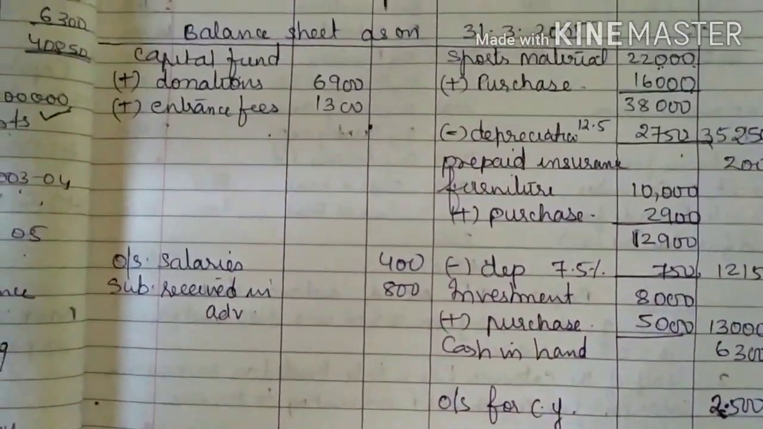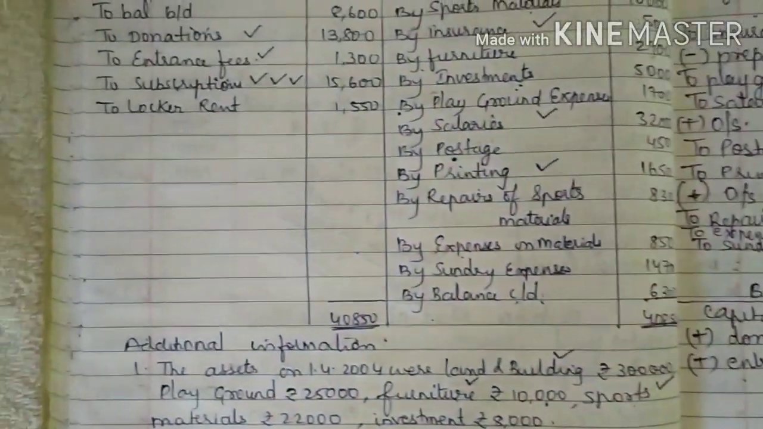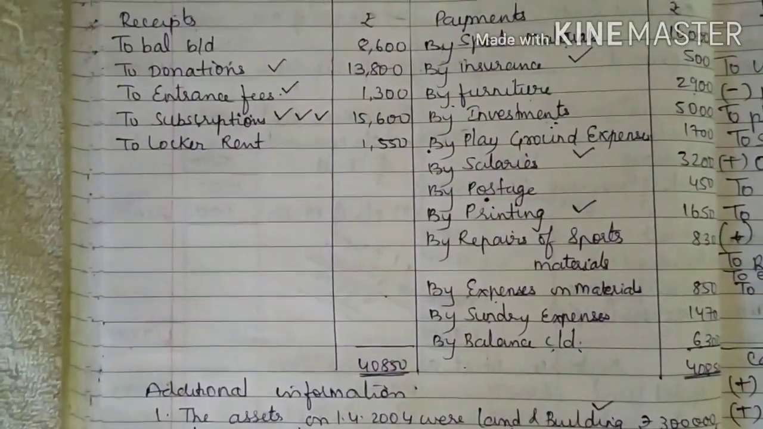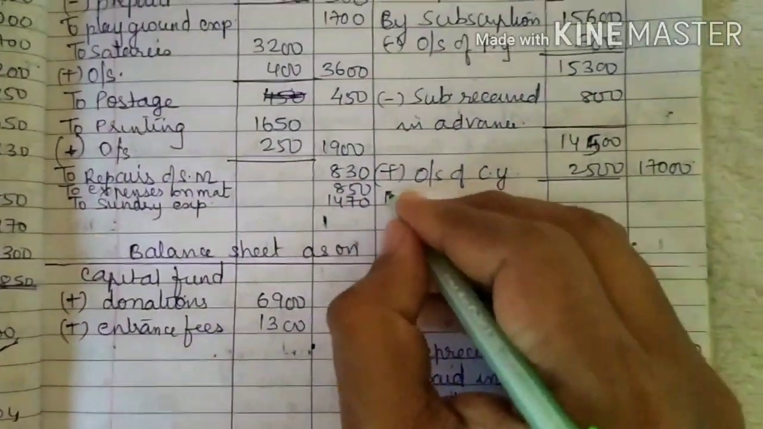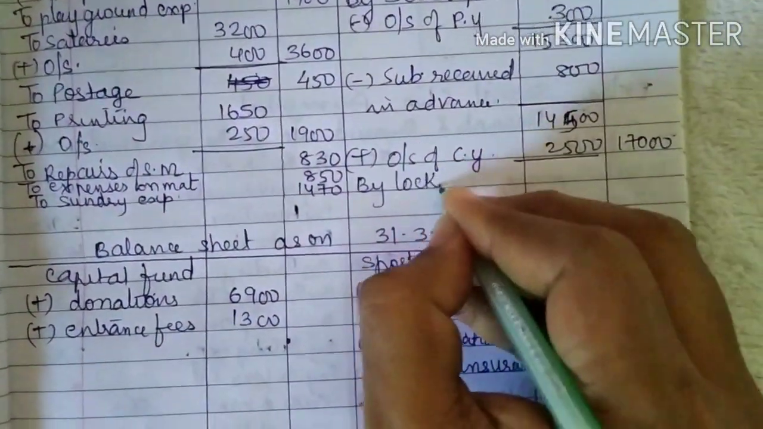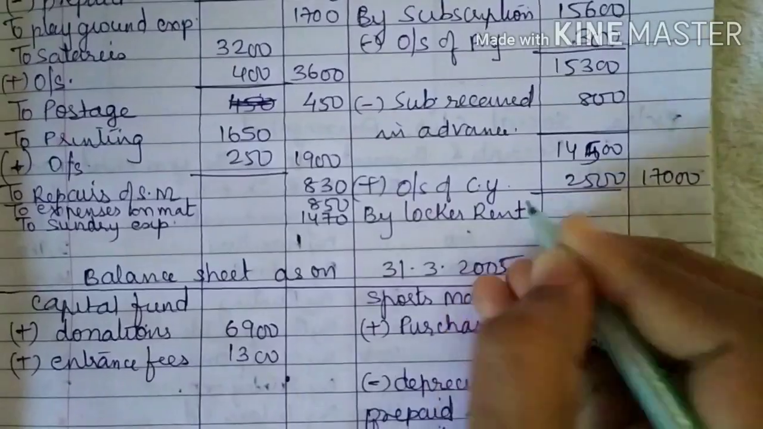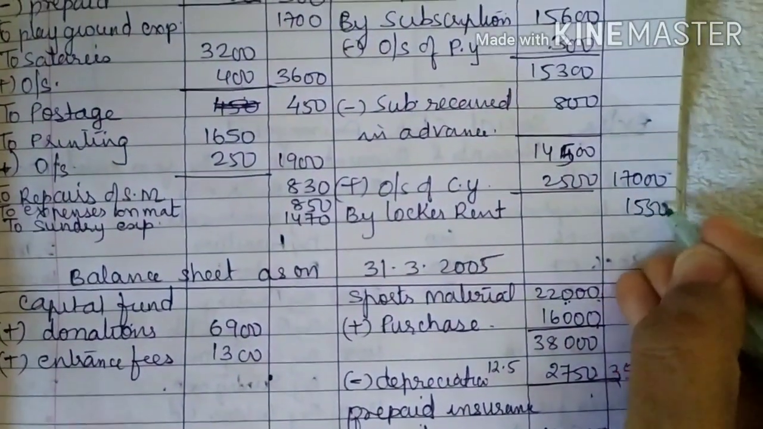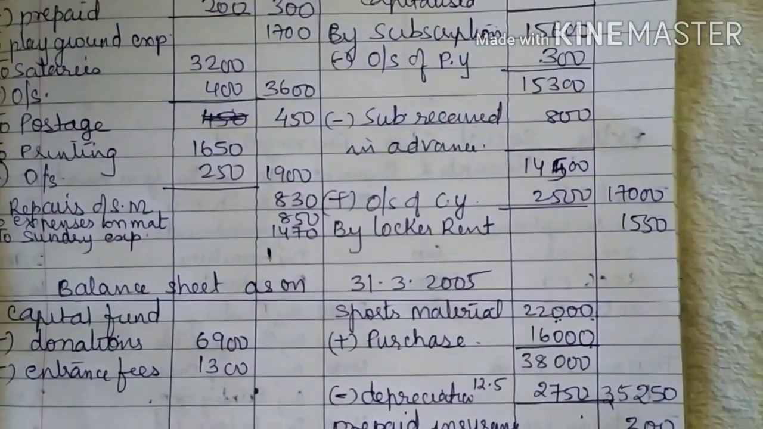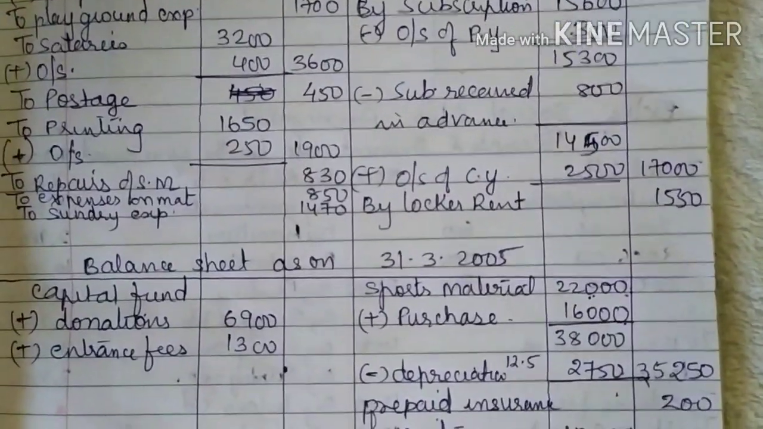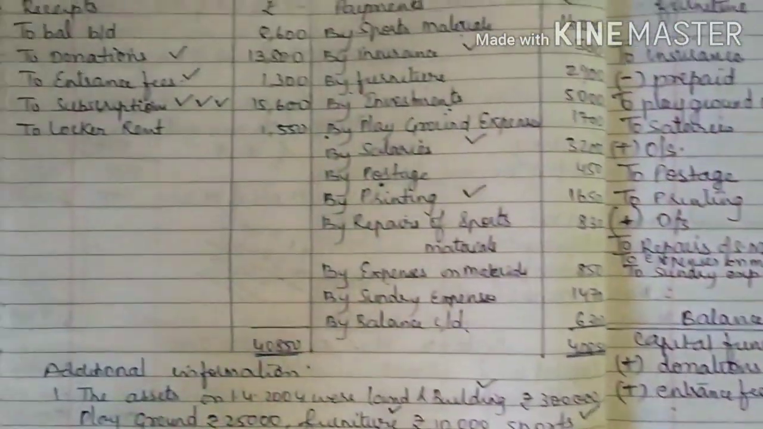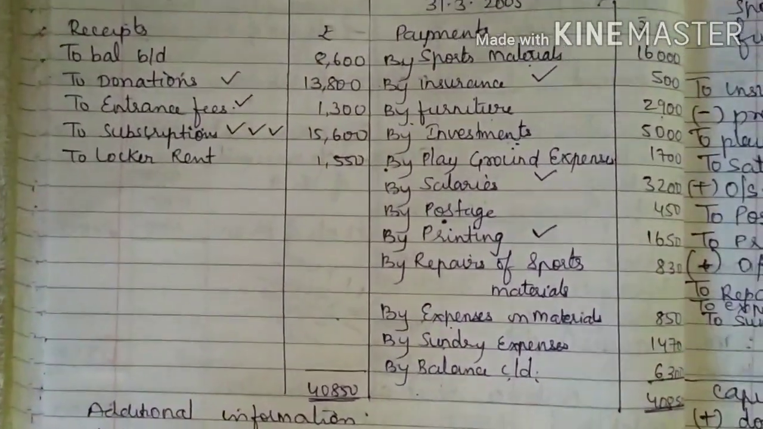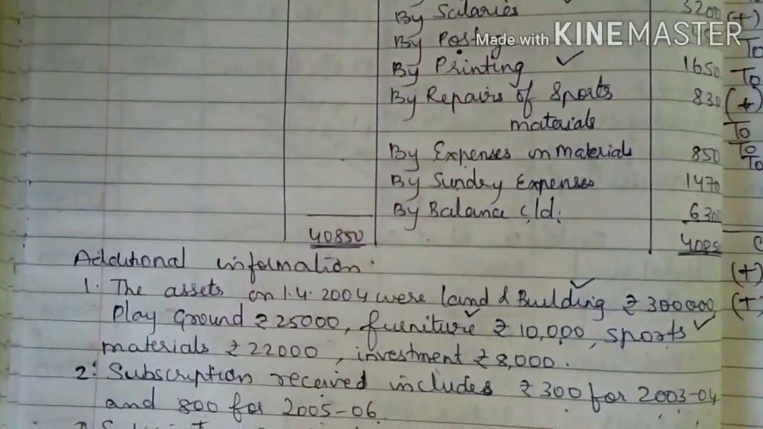Then we have the next element, that is locker rent. Locker rent we will write on the income side, by locker rent 1550. With this, our receipts and payment account, all the elements are posted, and now we have only one element remaining.